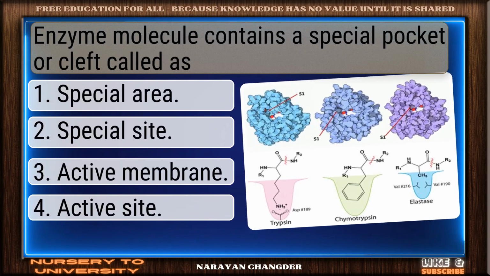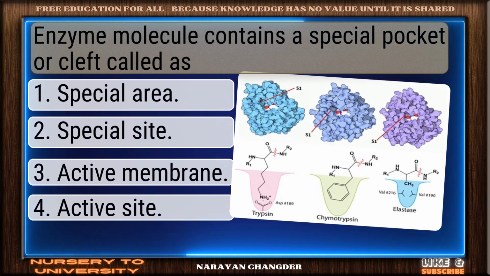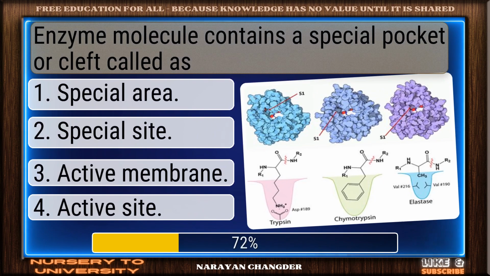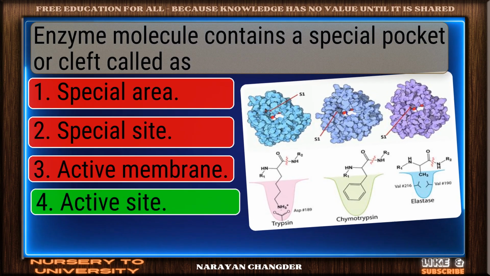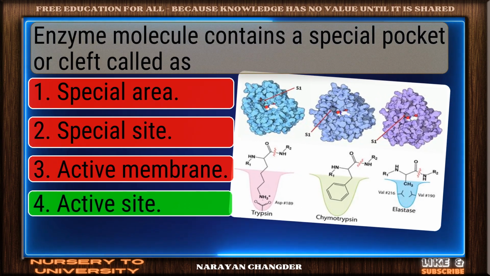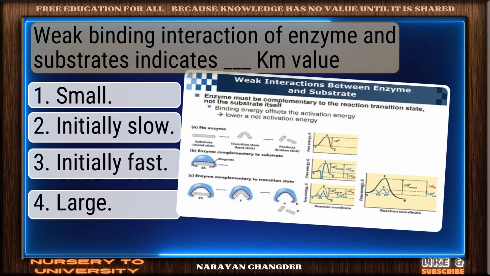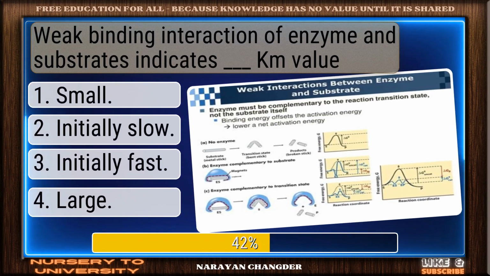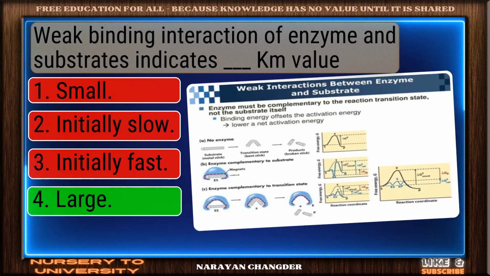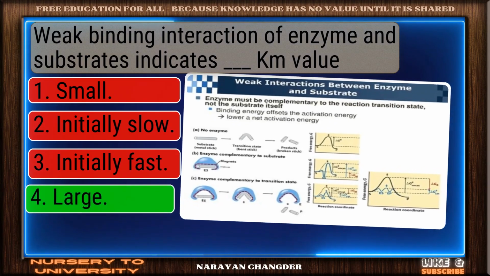Enzyme molecule contains a special pocket or cleft called as. Strong choice. Active site is the right answer. Weak binding interaction of enzyme and substrates indicates dash Km value. Smart pick. Large is the correct choice.